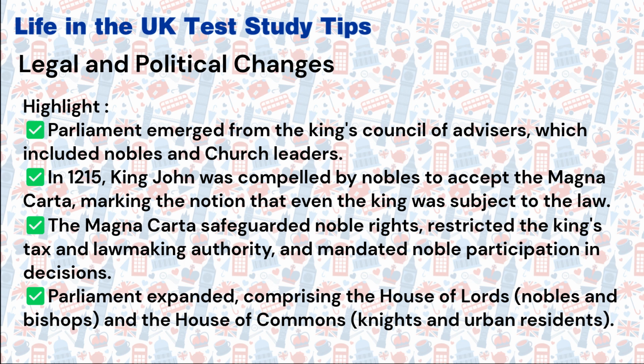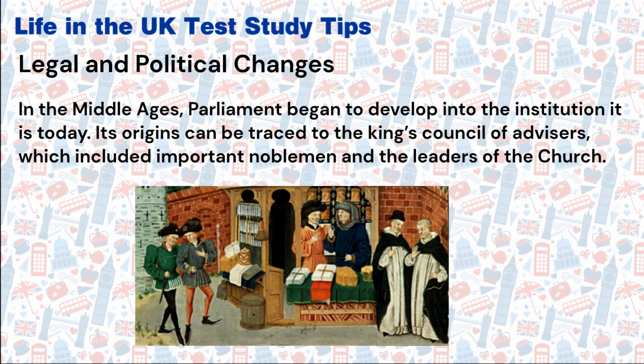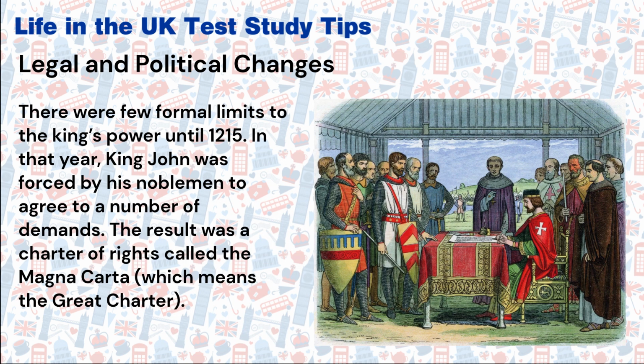Parliament expanded, comprising the House of Lords, nobles and bishops, and the House of Commons, knights and urban residents. In the Middle Ages, Parliament began to develop into the institution it is today. Its origins can be traced to the King's Council of Advisers, which included important noblemen and the leaders of the church. There were few formal limits to the king's power until 1215.